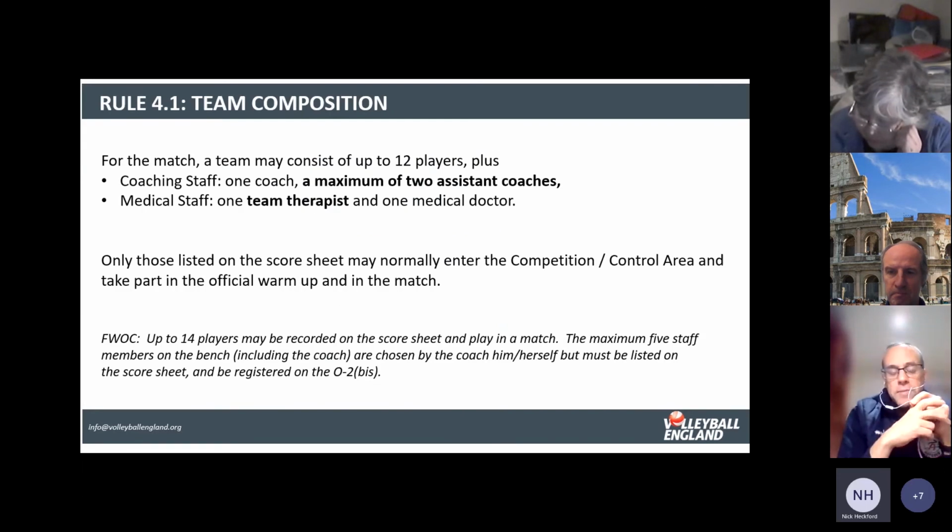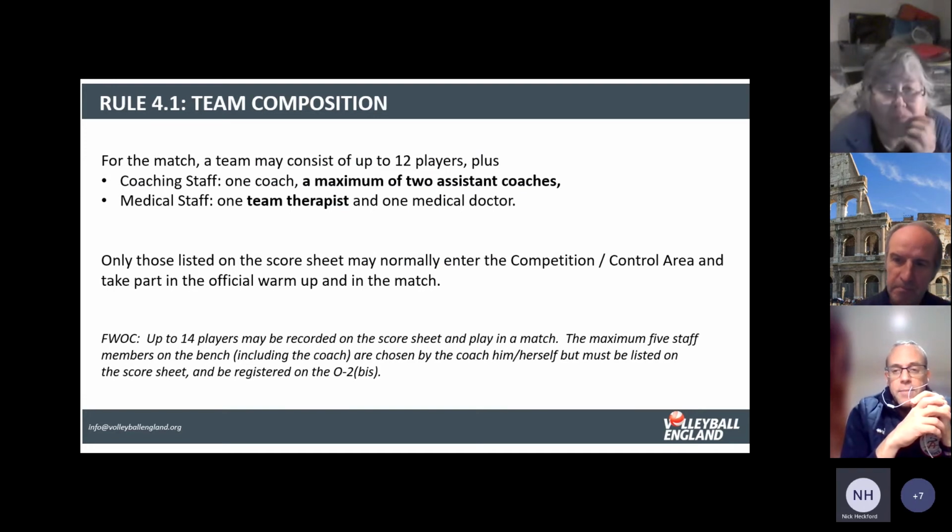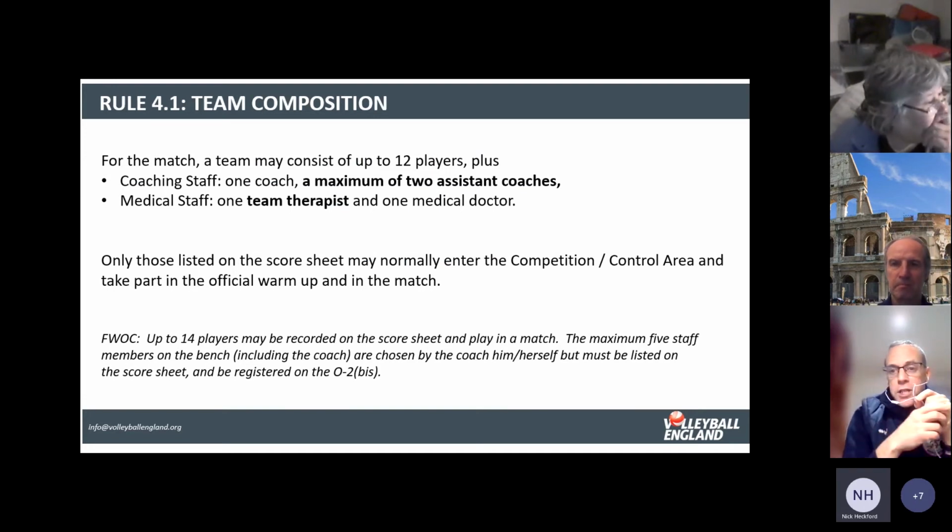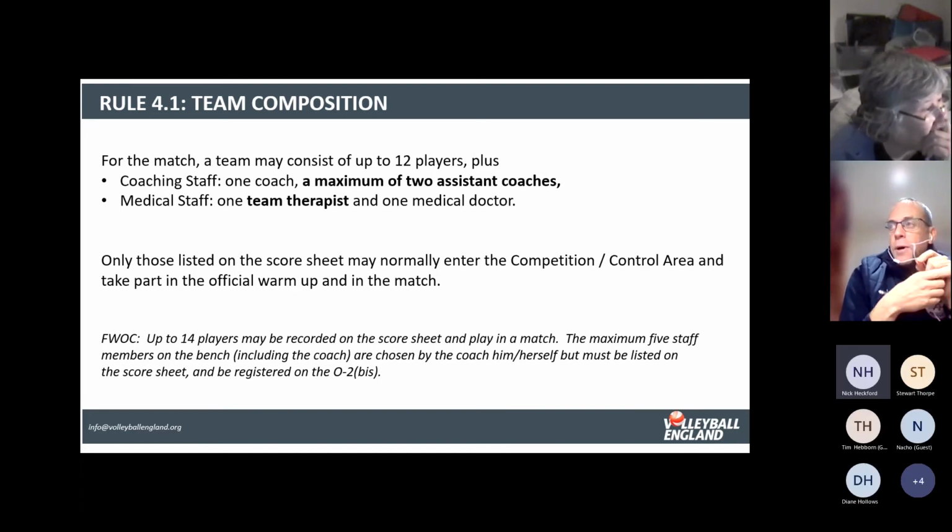So team composition. This is rule 4.1.1, and this rule has actually been causing some issues for us this year. What 4.1.1 says is that a team consists of up to 12 players, and the coaching staff equals one coach, a maximum of 2 assistant coaches, and you can have a medical team of 1 therapist and 1 medical doctor. And only those listed on the score sheet may normally enter the competition control area and take part in the official warm-up and the match.